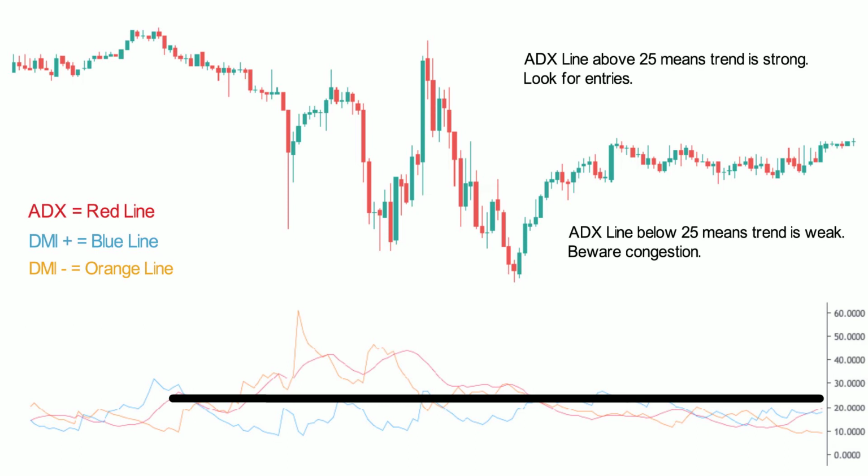All right, now traditionally, a lot of people look for a crossover of the DMI orange and the DMI blue, right, to take a trade. So if the DMI orange crosses above the blue, then that's your signal to take a short, or vice versa. If the DMI blue crosses above the orange, that is your signal to take a long. Personally, I think this can get you in trouble.